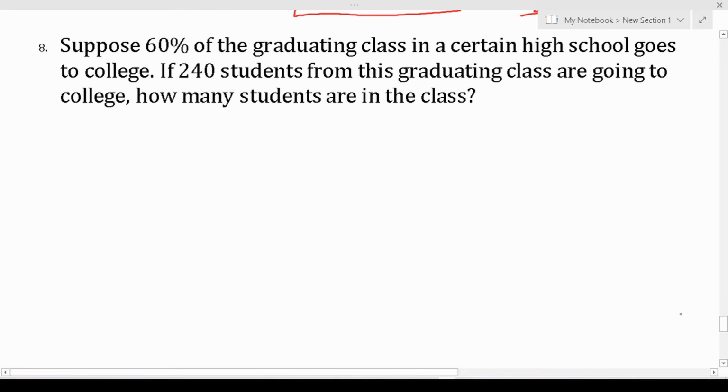Number 8 says, suppose 60% of the graduating class in a certain high school goes to college. If 240 students from this graduating class are going to college, how many students are in the class? So let's write our phrase. 240 is 60% of what number? Again, we have is equal of multiplication what number n.